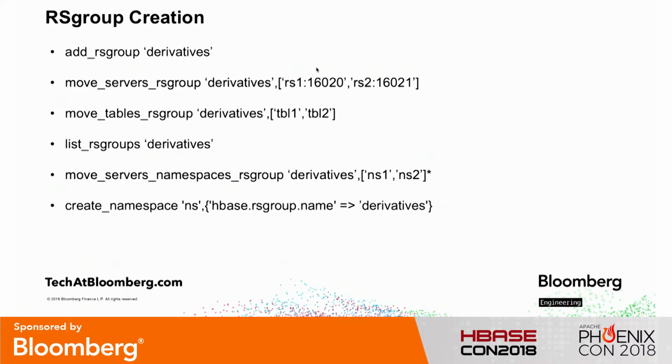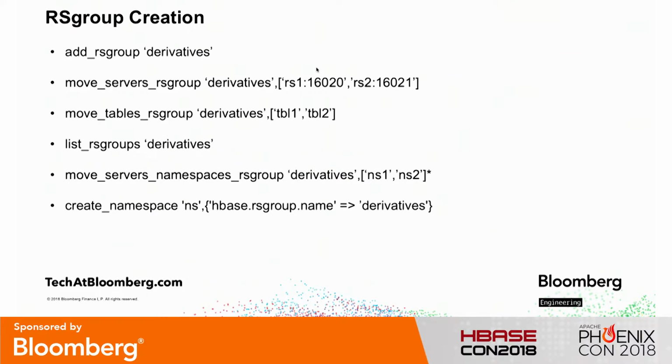One thing to note, though, in versions before 2.0, there's no move server namespace group, and when you create it, you should set the HBase RS group name to the corresponding region server group. So this is on a high level.